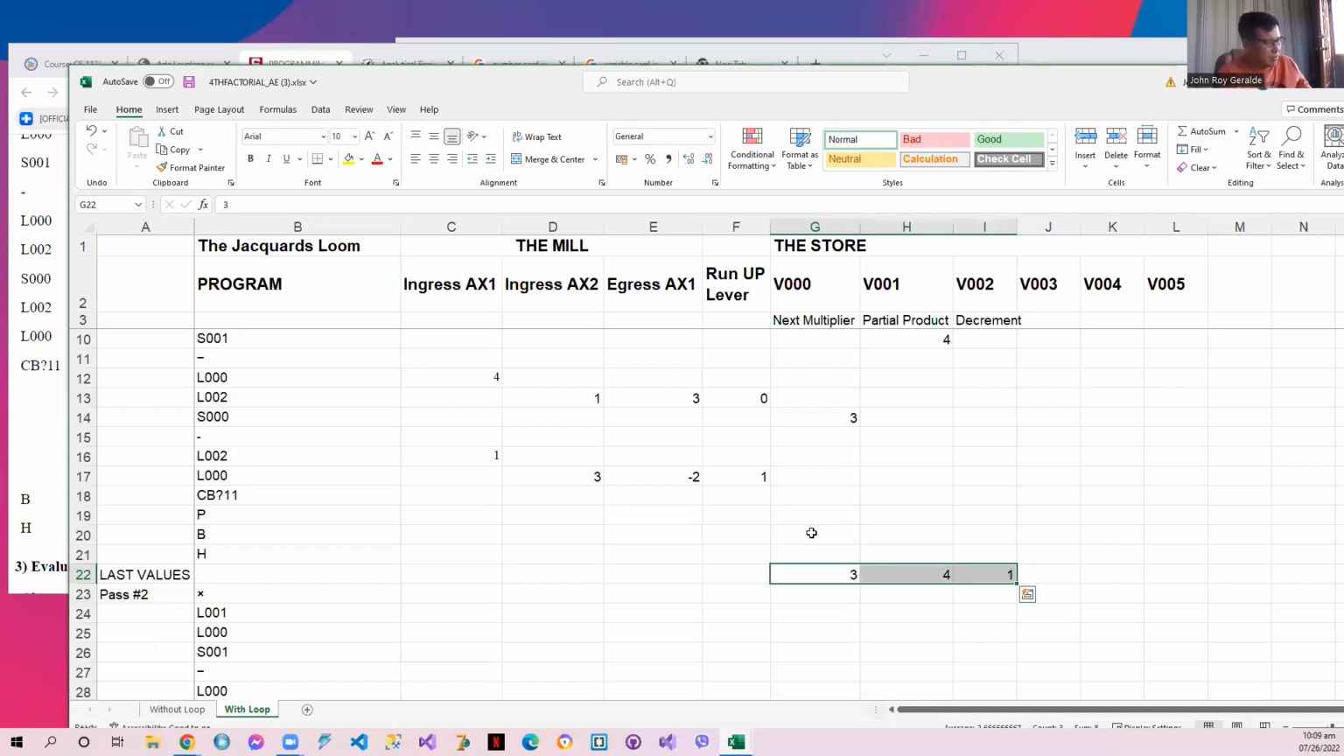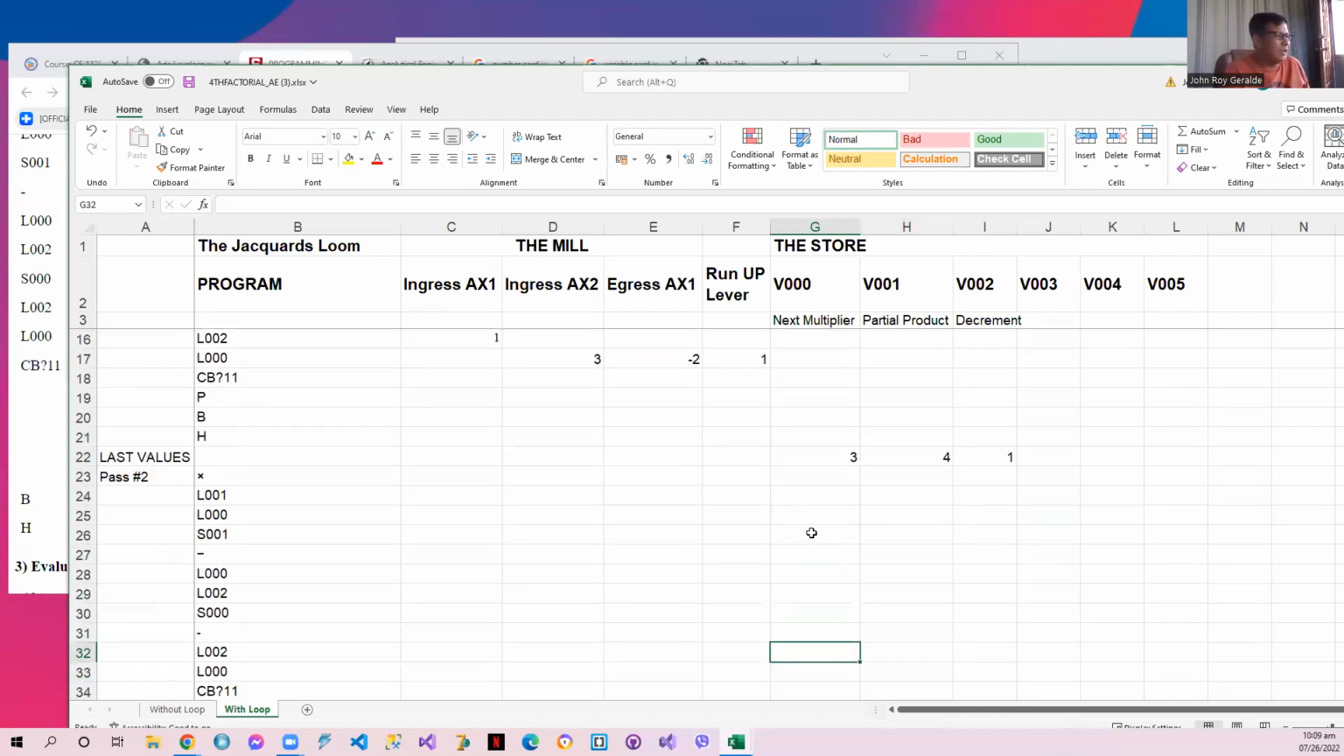So this worksheet is already filled up in our regular class, no?